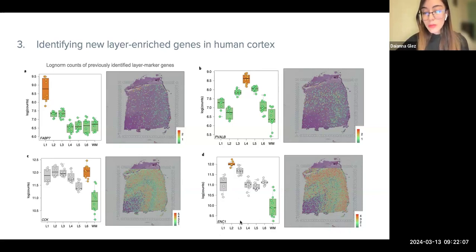Then ENC1 was highly expressed in the second layer against the white matter, so we can clearly see that, right, with the white matter. So basically they identified these new layer-enriched genes, and they confirmed they were expressed in the layers in which they were differentially expressed.